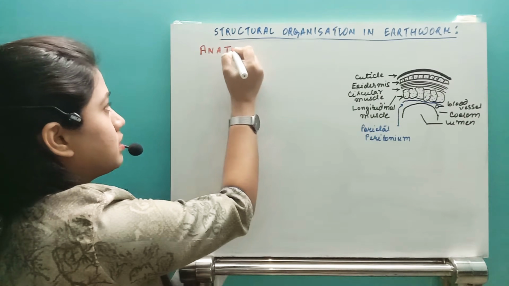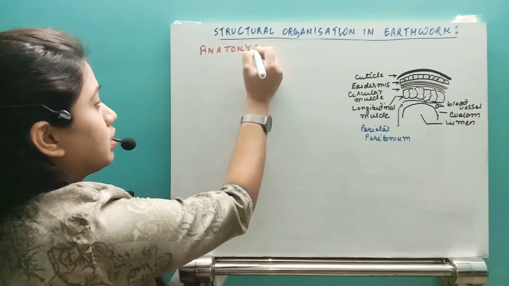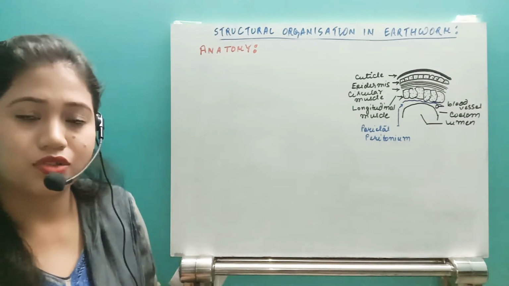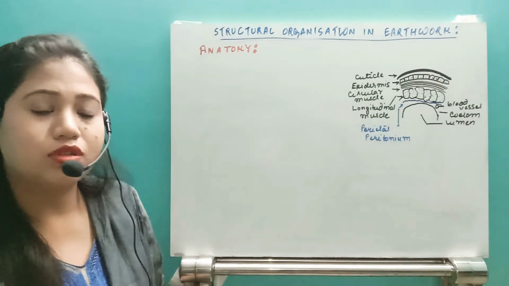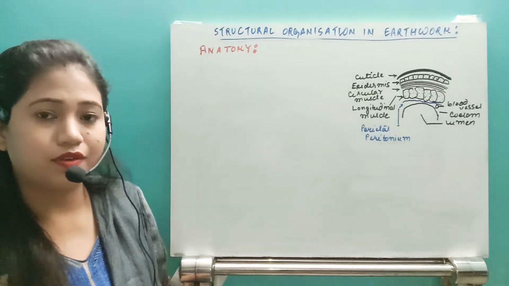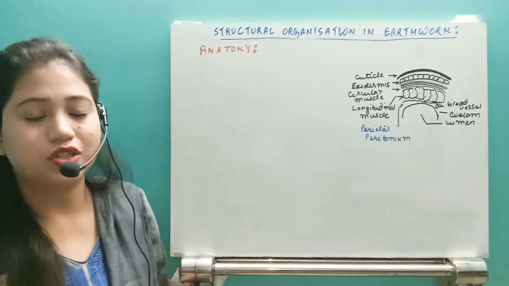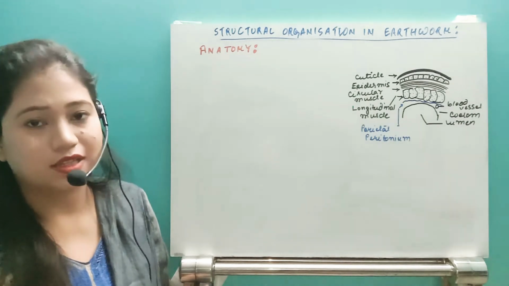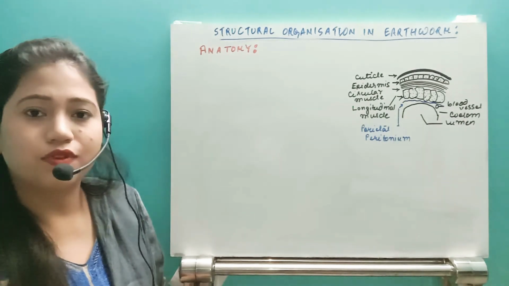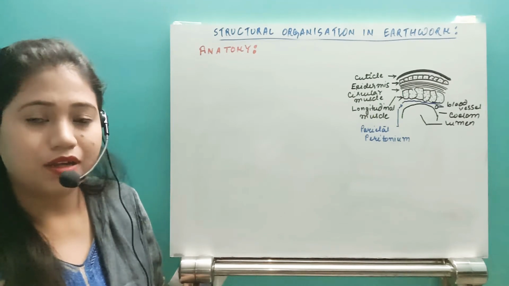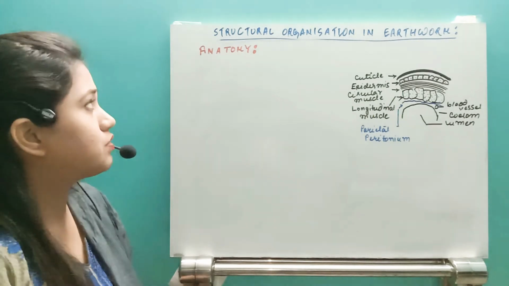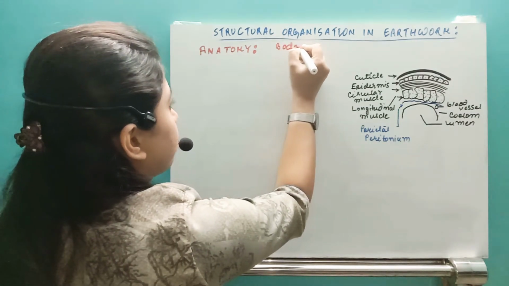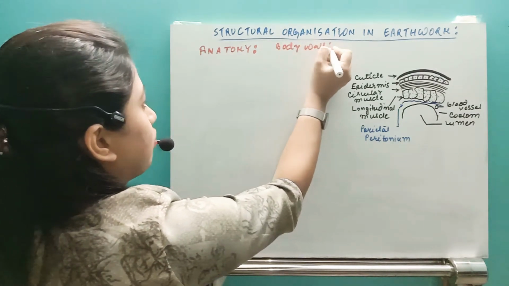Morphology means the outer external characteristics, and anatomy means internal body structures. It will include the body wall, it will include the different physiological systems like digestion, respiration, circulation, excretion, nervous regulation, etc. So all of these things we will see now part by part. So in this second part we will discuss first of all their body wall. Okay, so body wall is very much important.